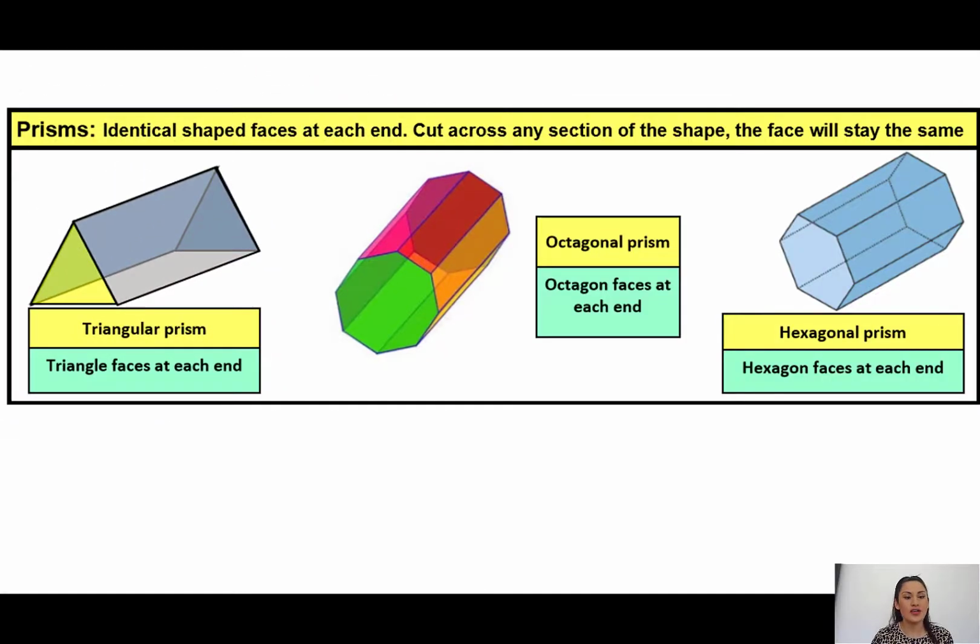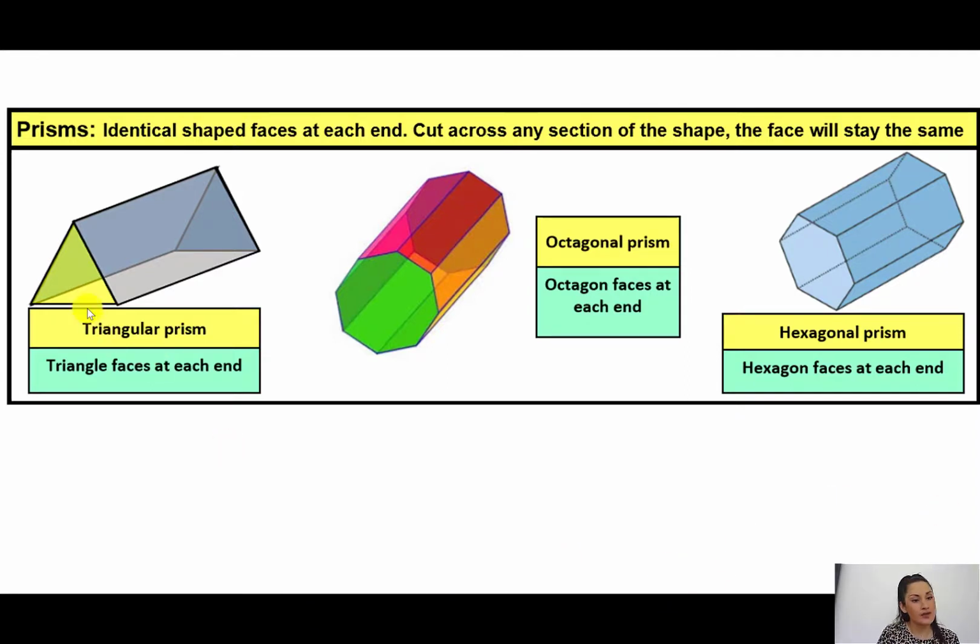Okay, so next we're going to look at prisms. Now, I always find prisms very interesting. If you understand the concept of what makes a 3D shape a prism, you will be able to name loads of 3D shapes and recognize them. Okay, so on the screen we have a triangular prism, an octagonal prism, and a hexagonal prism. They're all called prisms because of a very special fact, and that is that if you cut across any section of the shape, the face will stay the same. So the name of the prism is the name of the shape at each end.